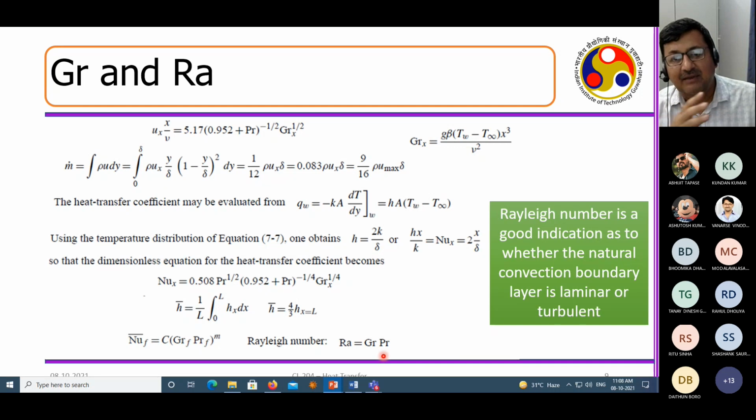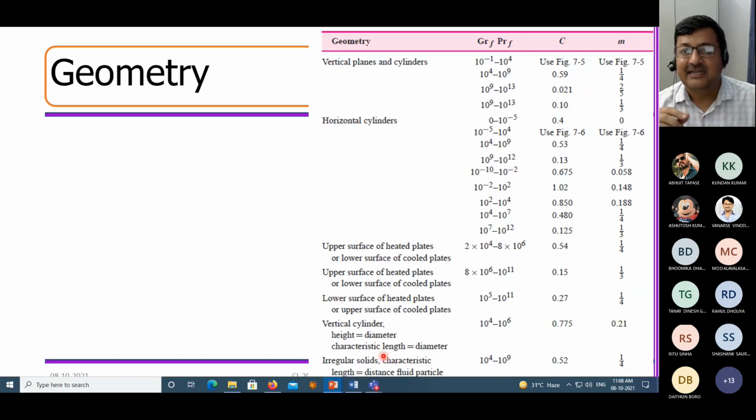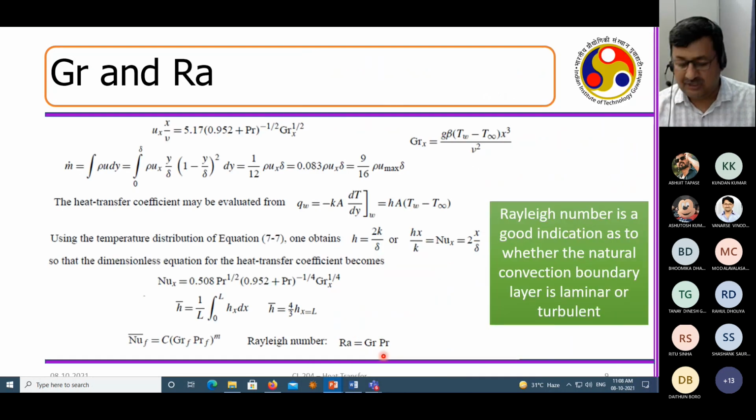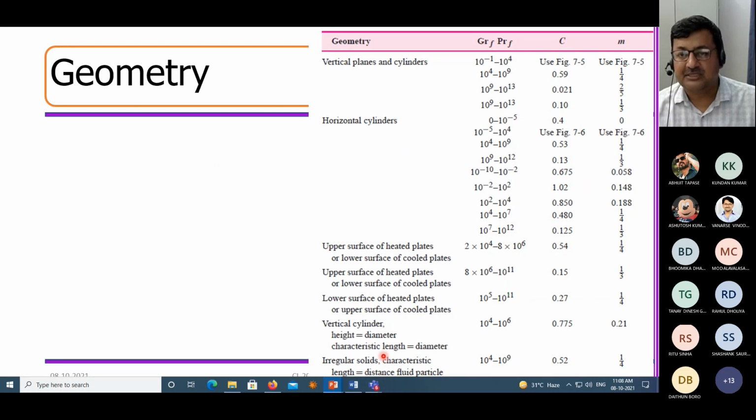So clearly, we have a very nice picture laid in front of us in terms of the different dimensionless numbers, and with this we can analyze. You will see that for different types of geometries, there are different ranges of Grashof number and different values of the constants C and M. If you put those C and M, you will be able to model different types of geometries pertinent to different types of heat exchangers.